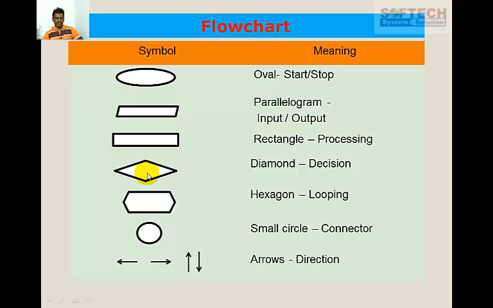The diamond symbol is for decision. If we want to take any decision, we put the decision statement within the diamond symbol. The hexagon is for looping. If we want to repeatedly do a particular work, we use looping, and for looping we put the hexagon symbol. The small circle is for connector. If the flowchart is big and covers two or three pages, more than one page, we split it using the small circle. So the small circle helps connection. Then there are arrows: left arrow, right arrow, up arrow, down arrow, for the direction of the flowchart. These are all the flowchart symbols.